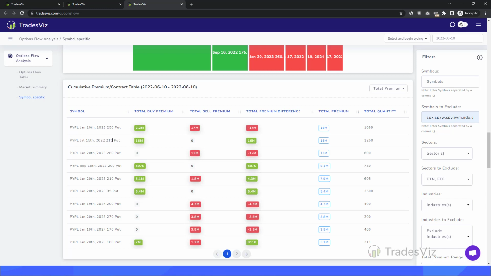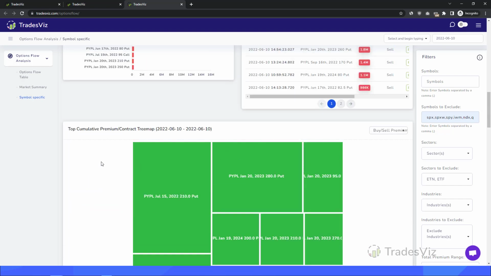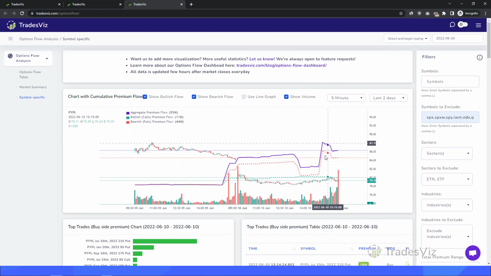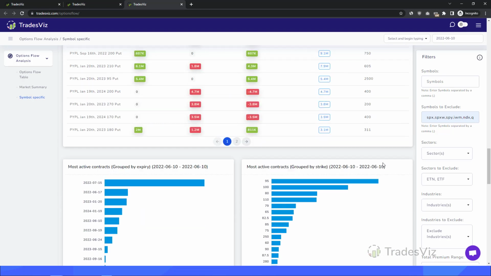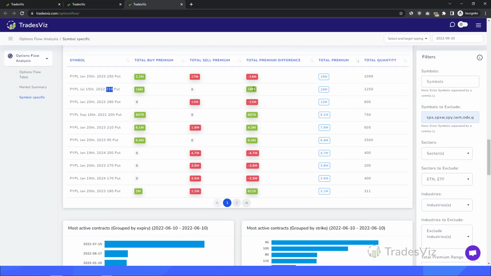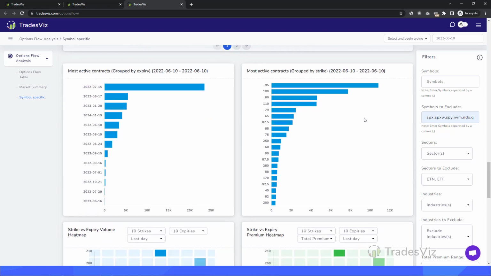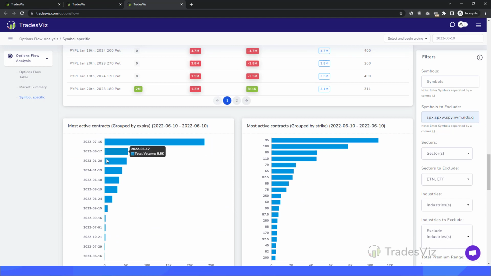It's July 15th, which is pretty near, but the strike is still pretty high, right? It's a put and it's $16 million. This seems slightly more believable because the expiry is near, and even though the strike is pretty high, the price at the moment is around $190. The 200 strike is pretty darn high, so you can still say it's kind of bearish, right? Because it's a buy put.